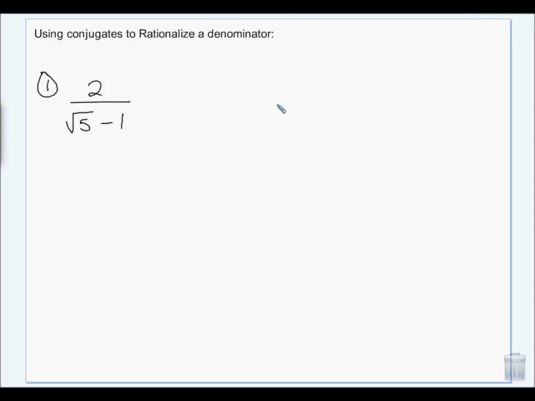Now, conjugates. Remember we had complex conjugates? Where it was a plus bi, a minus bi. This is, if I have a plus b, the conjugate of a plus b is a minus b. This first a, it doesn't matter if a is positive or negative. That doesn't change. The only thing that changes is the sign on the b.